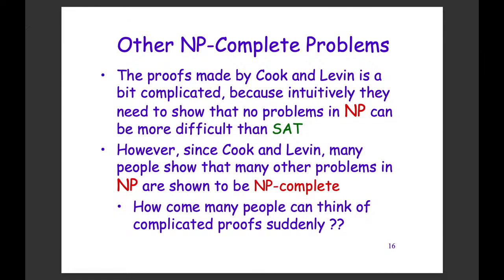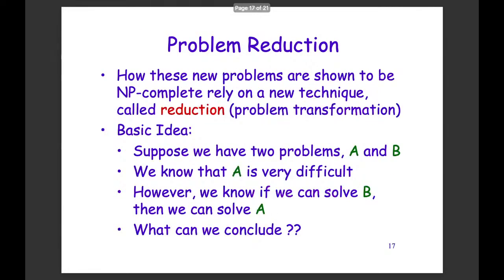So why are computer scientists suddenly cleverer than Cook and Levin, so that they can show that these many new problems are also NP-complete? Because they now have a new technique called problem reduction. The word reduction here you can replace by transformation. It is a problem transformation technique, a technique that we can use to transform a problem into another problem in the following way.